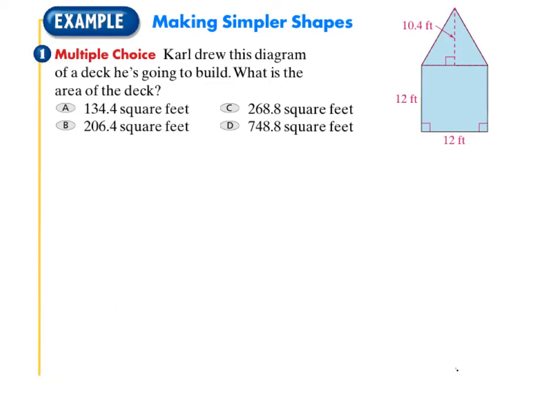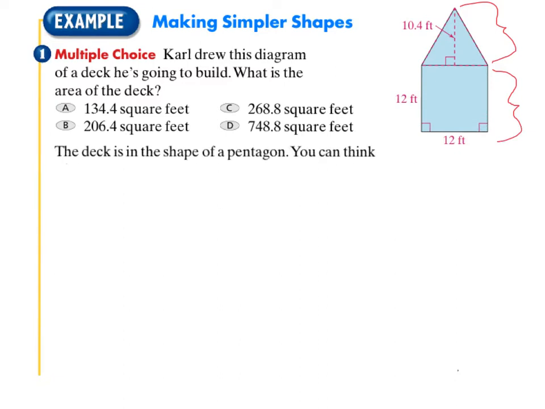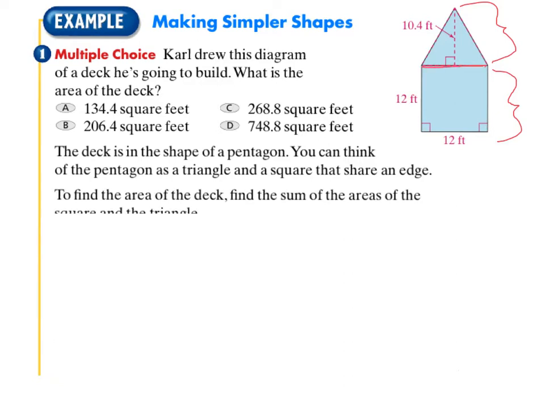So we know the easiest way to find the area of this shape is to cut it into other shapes that we already know. So we'll need to find an area of the triangle at the top and then the square at the bottom. So the deck is the shape of a pentagon. So you think of the pentagon as a triangle and a square that share an edge. To find the area of the deck, we have to find the sum of the areas of the square and the triangle, just like we did with the complex figures.